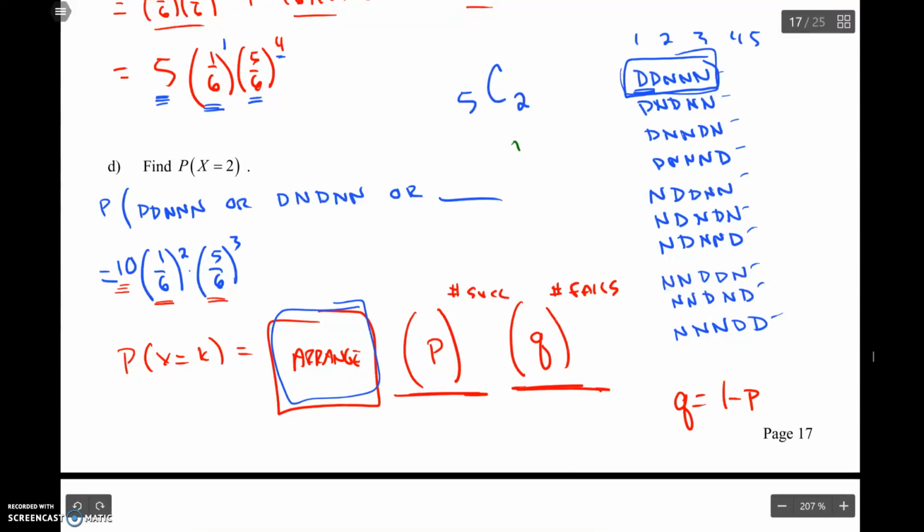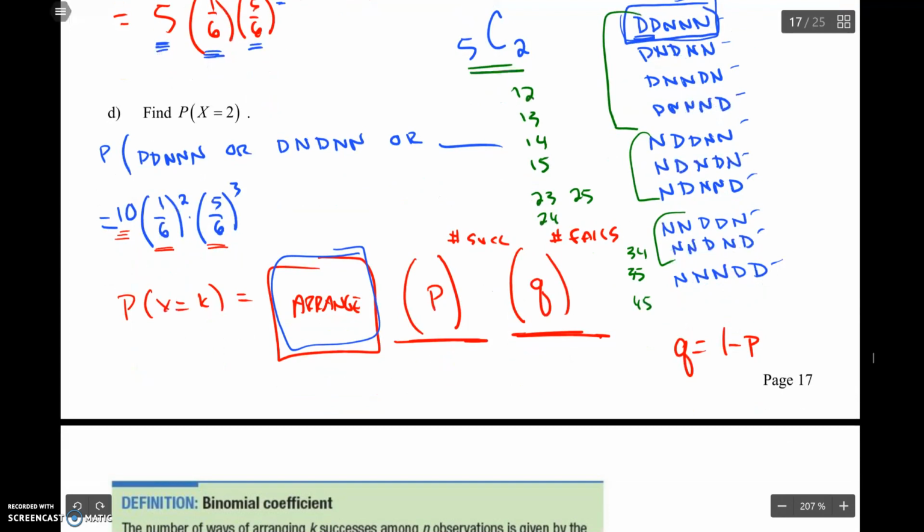Well, I could get a 1, 2, I could get a 1, 3, a 1, 4, a 1, 5. That's these. I could get a 2, 3, a 2, 4, a 2, 5. That's these. I could get a 3, 4, or a 3, 5. That's these. Or I could get a 4, 5. Those are the number of ways that you can choose 2 out of 5. That is a combination. That is the binomial coefficient. That is the number that's going to go out in front here that's going to count the number of orders.